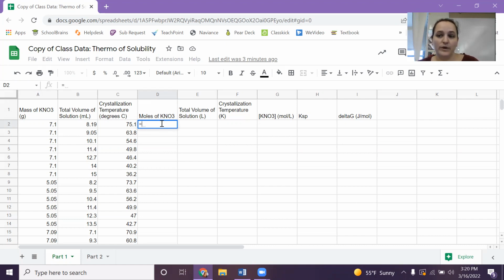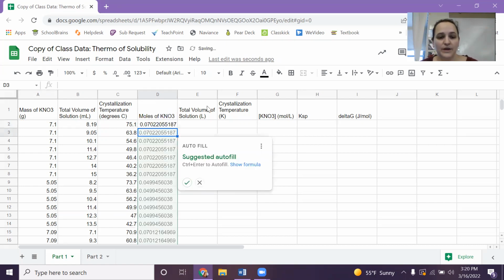We want to tell a spreadsheet where to go find that information, and that is in column A, cell 2. And you'll notice that it highlights this cell. So it's going to take the value from that cell. It's showing us here that that is 7.1, and we're going to divide that by the molar mass of KNO3, which is 101.11. So when you're typing into a spreadsheet, you can type in math pretty much the same way that you would into your calculator. The only difference is that sometimes you're going to reference a cell instead of typing in the number directly. So we can hit enter.